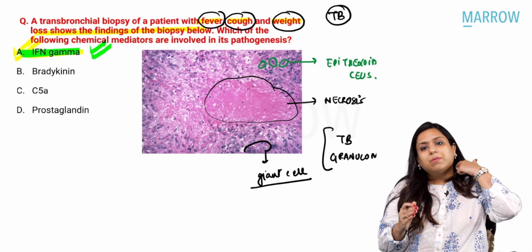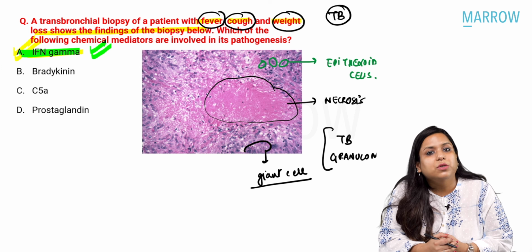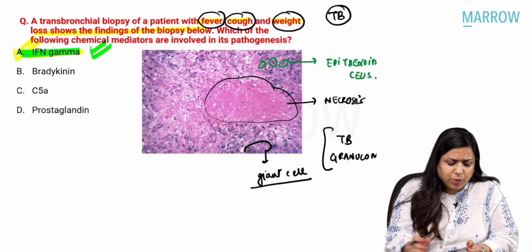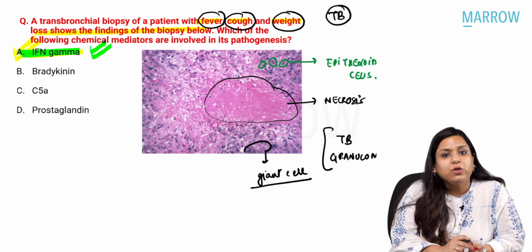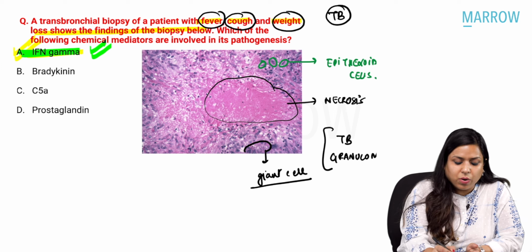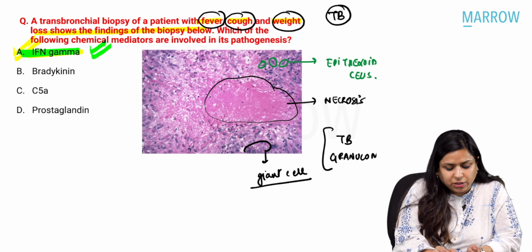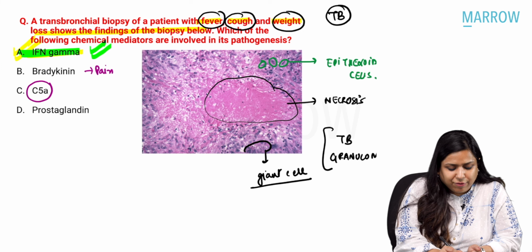If interferon gamma was not there in the option, the other answer could have been interleukin 12. Understood? Okay. What are the other options? One of the options is bradykinin. What is the role of bradykinin in inflammation? It is a very important pain mediator. C5a. C5a is an anaphylatoxin.